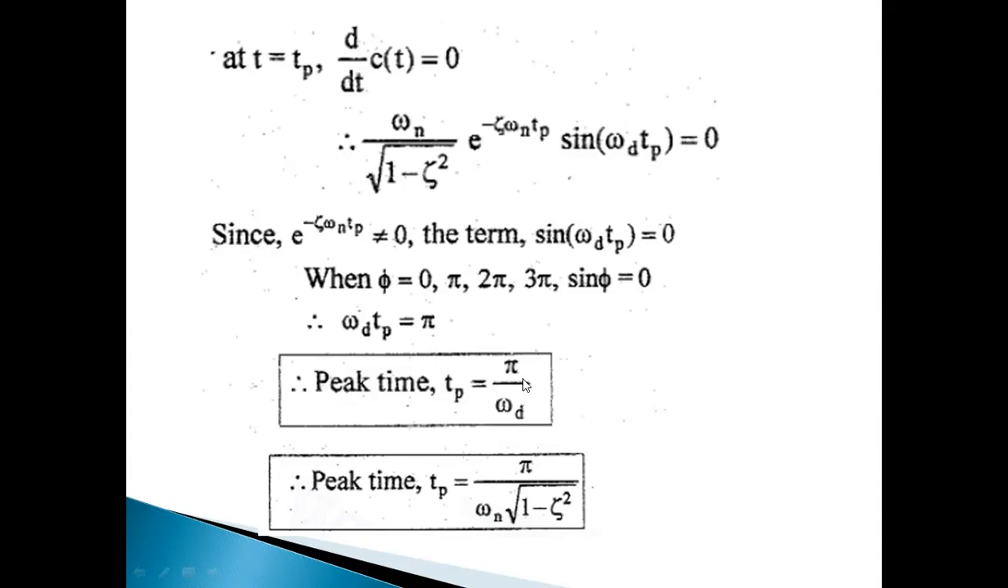So the second peak occurs at 2 pi by omega d. The third peak can be obtained after the time 3 pi by omega d. Therefore, mathematically the peak time can be expressed using this formula, pi by omega d. We have to remember this one.